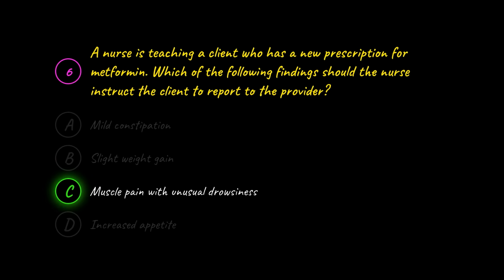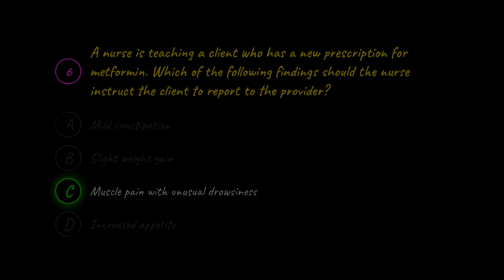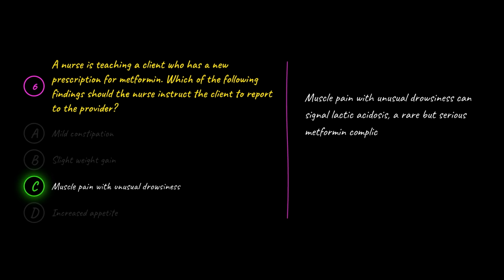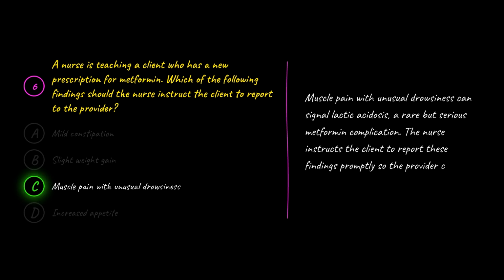The correct answer is C. Muscle pain with unusual drowsiness. C is correct because muscle pain with unusual drowsiness can signal lactic acidosis, a rare but serious metformin complication. The nurse instructs the client to report these findings promptly so the provider can intervene.